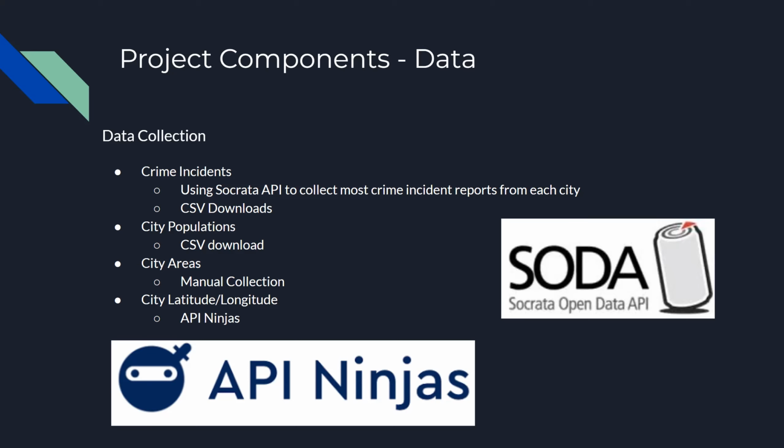And then the last bit were the city latitude and longitudes, and these are the lat longs that represent the center of each city. And we needed this information so that we could pinpoint the city on our heat maps that we generate, which again, you'll see later on in the presentation. And for that, we used API Ninjas. They had a good city API that we could easily tap into and get that information.